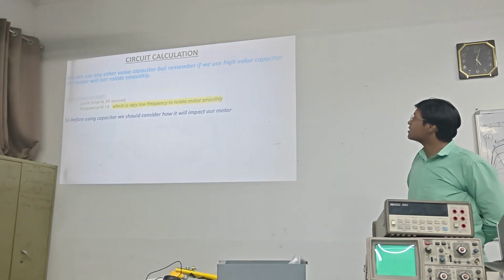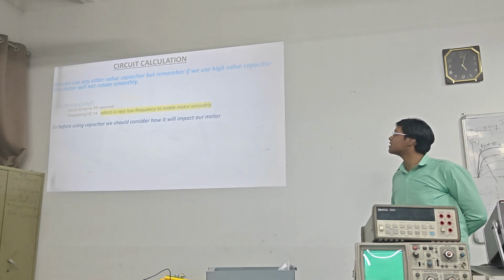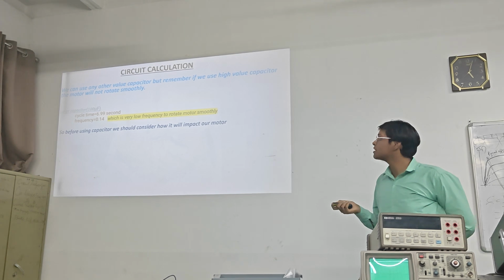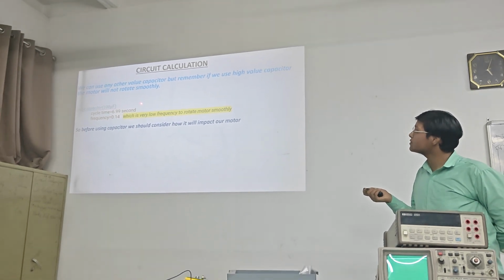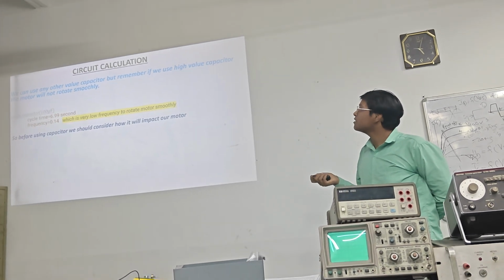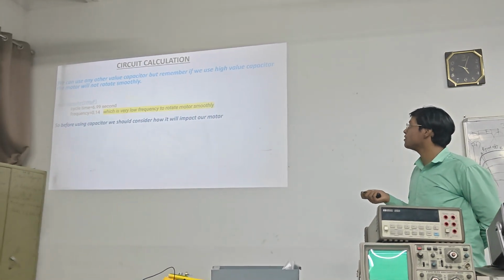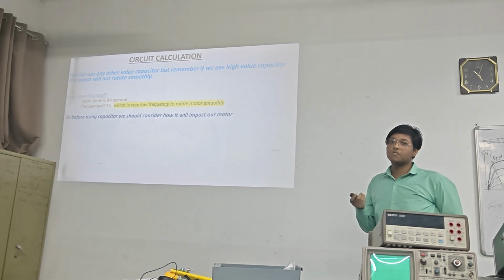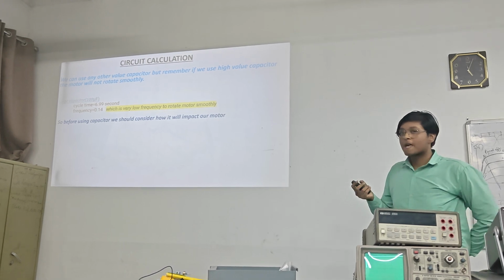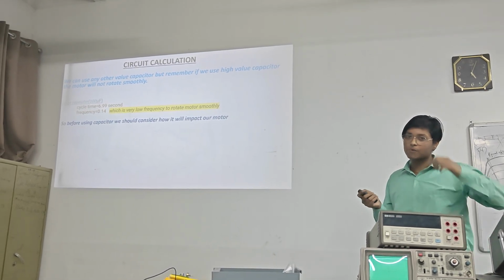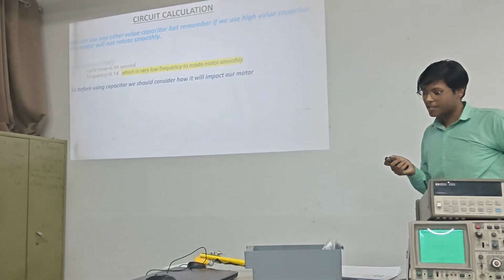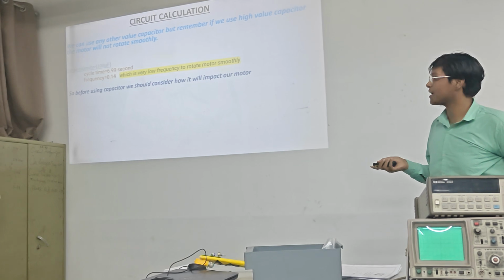Here we can use any other value capacitor, but remember, if we use a high value capacitor, the motor will not rotate smoothly. For example, if we have used a 100 μF capacitor, the cycle time will come to 6.99, which will result in a frequency of 0.14, which will be very low. And if we see in simulation or hardware, with this frequency, our motor will rotate but not smoothly. Time to time it will take a jog or it stops for a fraction of a second.